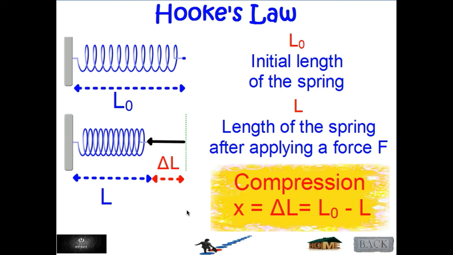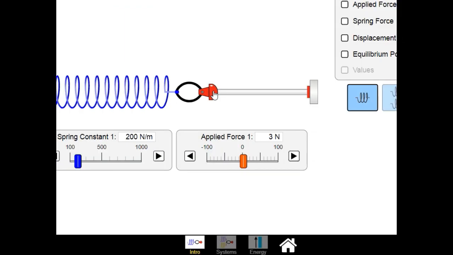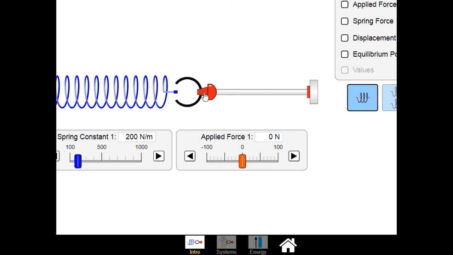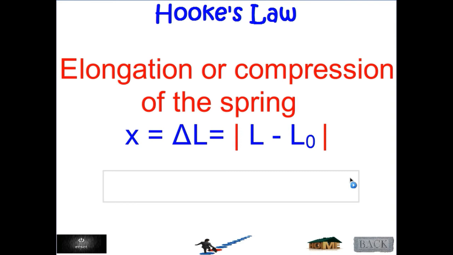So always delta L should be positive, whether it is compression or elongation. For that we can write the elongation or compression of a spring as delta L equals absolute value of L minus L0. So we can write L minus L0 or L0 minus L by absolute value, always the bigger minus the smaller. Here I can apply a force to elongate the spring, and the final length is greater than the initial length. Or we can apply a force of compression and the final length is smaller than the initial length L0. Delta L is expressed in meters.